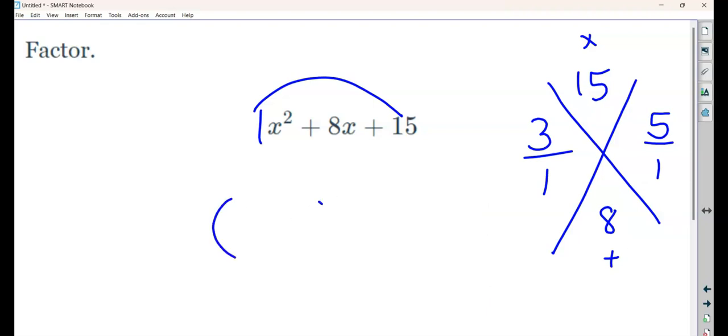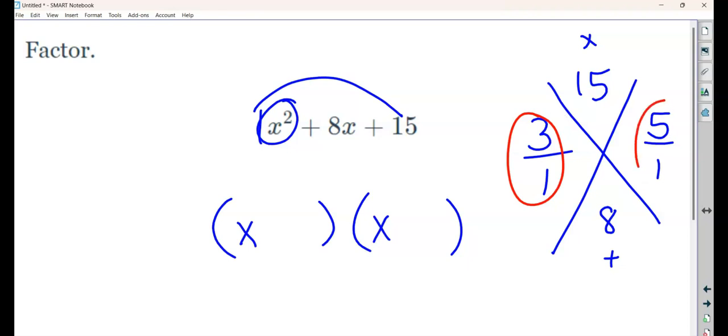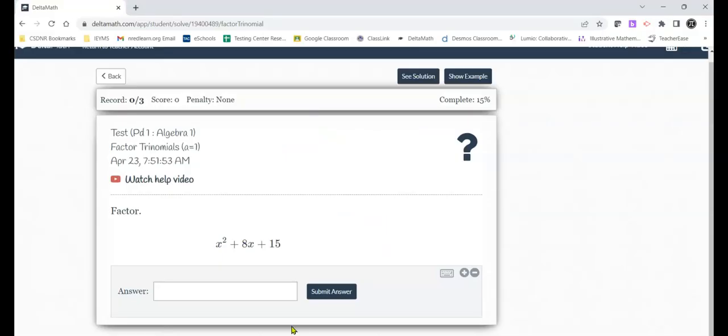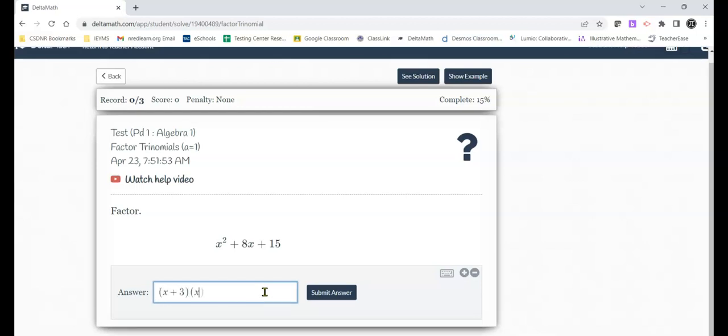Once you go to set up your factors here, you're going to take the square root of this variable, and then you're going to take these factors from over here, and you're going to place them inside. If it's a positive 3 over 1, right, or a positive 5 over 1, and if you can, you should reduce your fractions. If you can't reduce your fraction, that's another topic, then you would move that bottom denominator up. But this is our answer, x plus 3 and x plus 5. So let's type that in real quick, and we'll do another one. So we have x plus 3 and x plus 5.